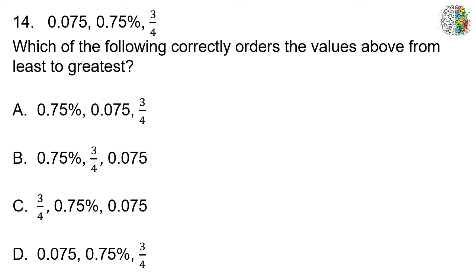On your exam, you're going to be expected to understand the relationship between decimals, fractions, and percentages. So let's look at problem number 14, which gives us a decimal, a percent, and a fraction, and asks us which of the following correctly orders the values above from least to greatest. Whenever they give you numbers in different formats, you need to put them in the same format. Usually the easiest way to compare them is to convert everything to a decimal. So let's write down each of our numbers and then convert them to decimals.